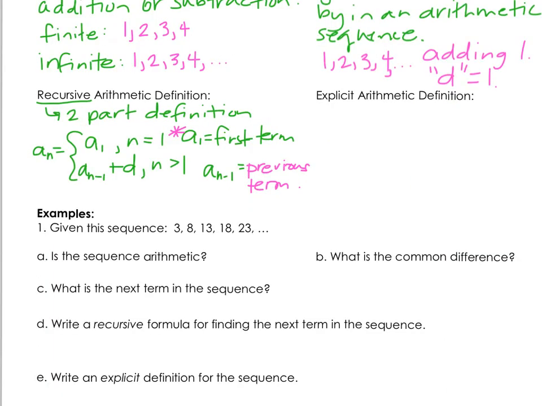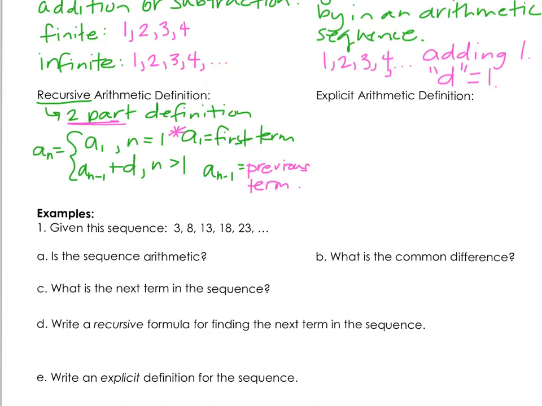Our next definition is called a recursive arithmetic definition. This is the formula that you would use to create your finite or infinite pattern. When you're asked to write a recursive definition, recursive means it's two parts and written in the format I have down below. You'll always write a sub n equals on the left, and n means any term in the sequence. That means a sub n is kind of like your y equals. It's the output value. In the top row, you always write a sub 1, and that's just whatever number your first term is. And that means n would equal 1 after that comma.